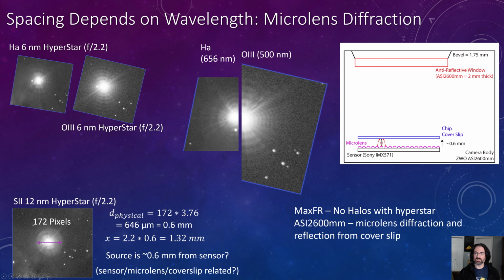occurring due to the diffraction of the microlenses reflecting on the cover slip, or in the other case, with the 0.7 reducer, we're actually getting a primary reflection off of our anti-reflective window that's causing all of these halos. So it really does seem like the MaxFR is that we're not getting these halos due to an effect of the filter, but rather an effect of microlens diffraction from this particular sensor and camera configuration.